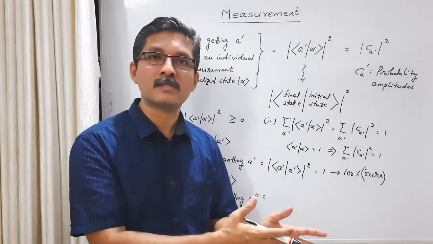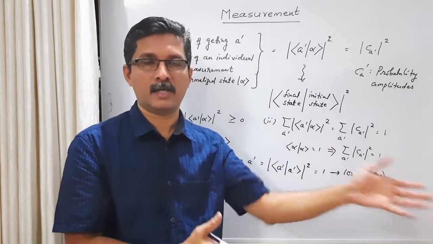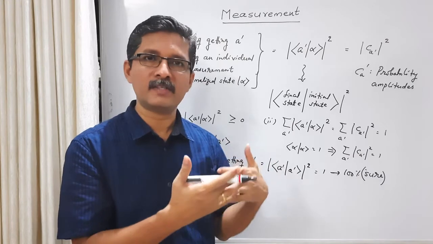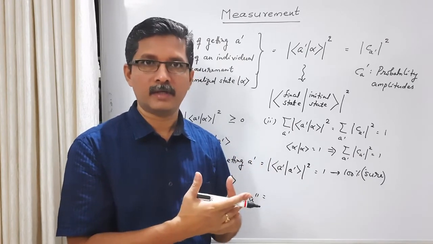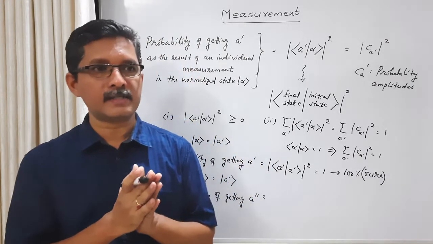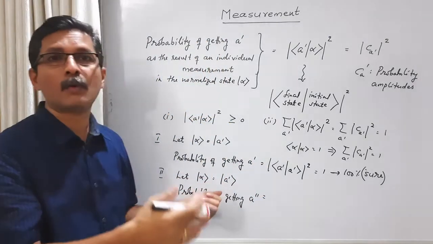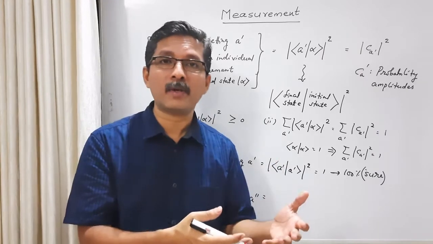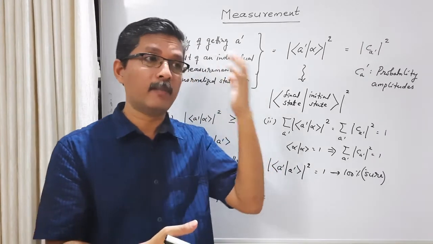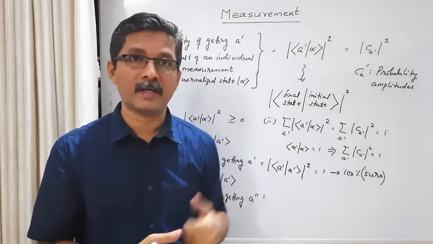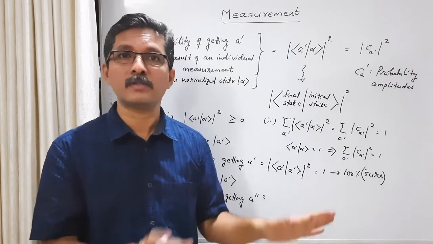If the input is SZ minus, you won't get SZ plus. They are mutually exclusive. Mathematically, we say they are mutually orthogonal. Okay, so if the input state is, let us say, ket A prime, what is the probability of getting A double prime as the result of the measurement, where A double prime is the eigenvalue corresponding to a different eigenket? What is the probability? It should be 0.